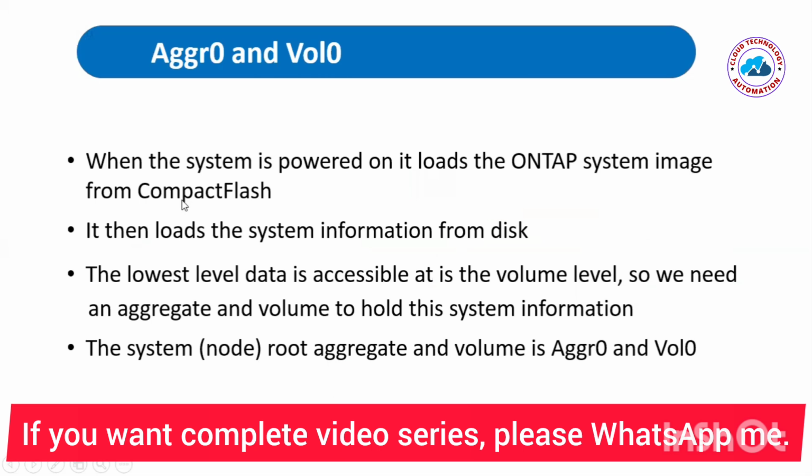When the system is powered on, it loads the ONTAP system image from the compact flash. Then it loads the system information from the disk, right? The lowest level data is accessible at the volume level, so we need an aggregate and volume to hold this information, the system node root aggregate. We have already discussed this. Whenever any node is powering on, first it loads the operating system ONTAP from the compact flash. Then it loads the system information from the disk, meaning the root aggregate and root volume. And the volume is the lowest level where data is saved.